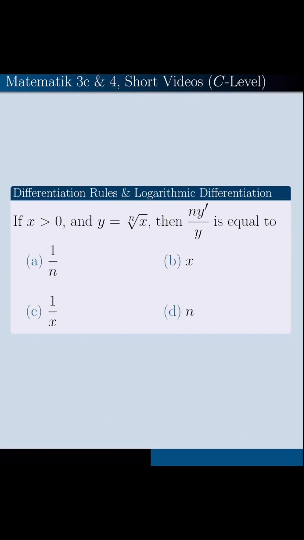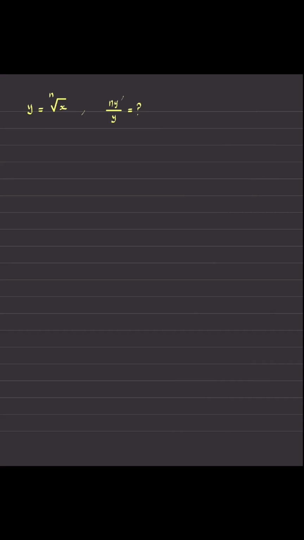If x is greater than 0 and y is the nth root of x, then ny prime over y is equal to... Pause the video at this point and give it a try to see which one of the given options is the solution to this problem. Okay, so let me solve the problem first in a way that is suitable for Math 3C students.